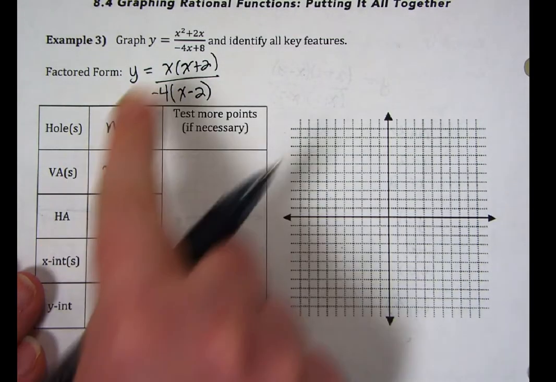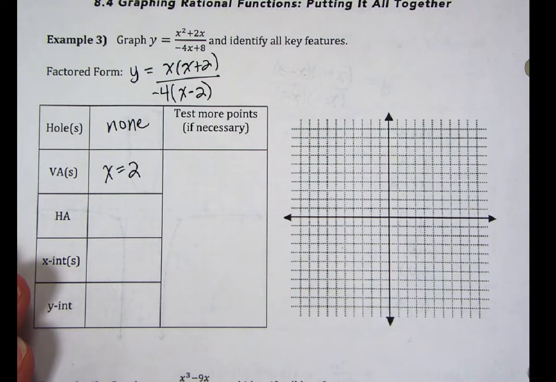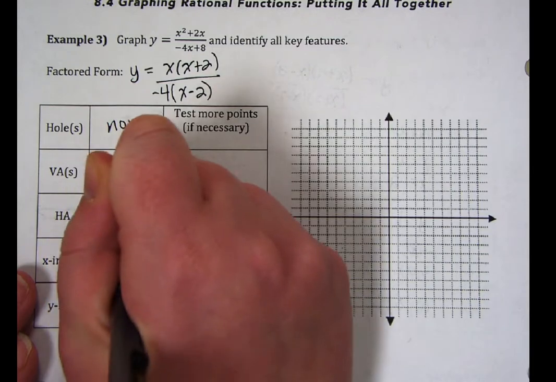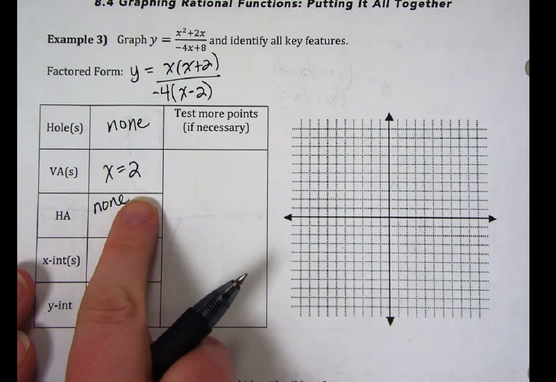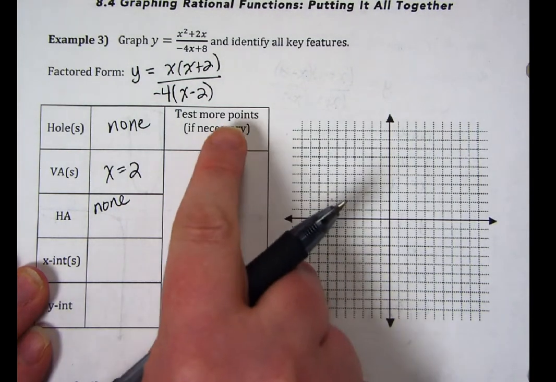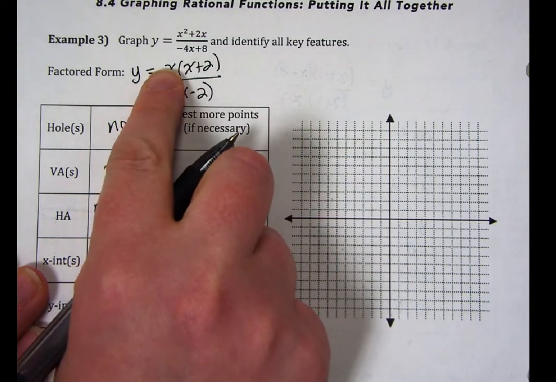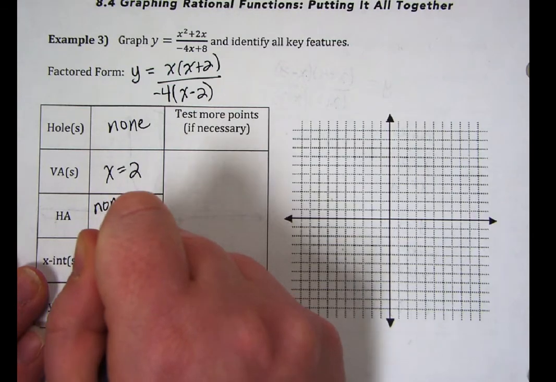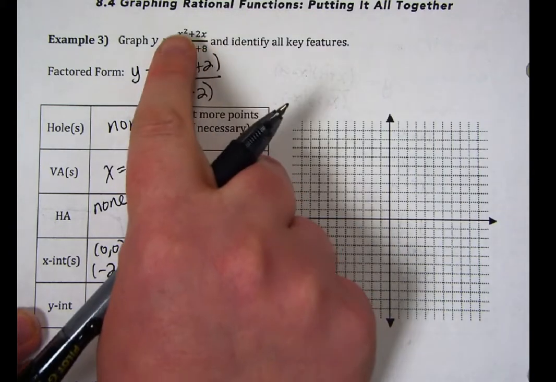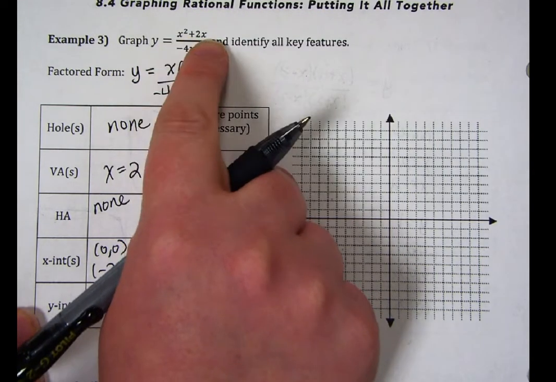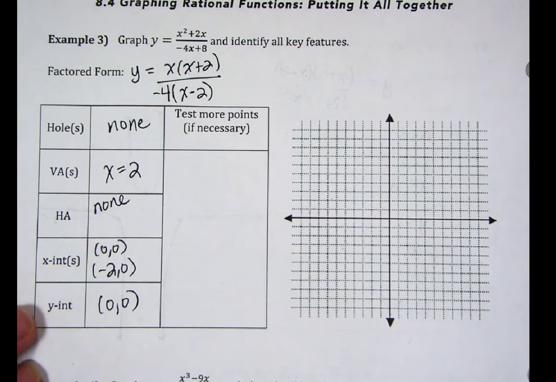For horizontal asymptotes, in this case, the power in the numerator is larger, so there is going to be none. However, there's going to be an oblique asymptote, so we'll find that in just a minute. X-intercepts are factors in the numerator, so we have 0, 0, and that comes from the root of 0. And then we have -2, 0, that comes from the factor of x plus 2. Then our y-intercept is if we put 0 in for x, we get 0 divided by 8, which is 0. So our y-intercept is 0, 0.